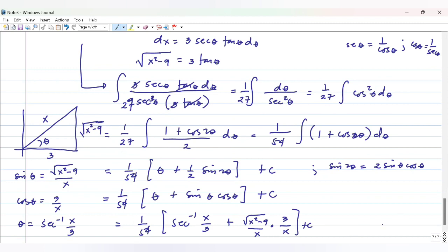So what is our final answer? Finally, our final answer is 1 over 54 times the arcsecant of x over 3, plus 3 times the square root of x squared minus 9 over x squared, plus c. So that is your final answer. Okay, so that ends our topic in integration by algebraic substitution.